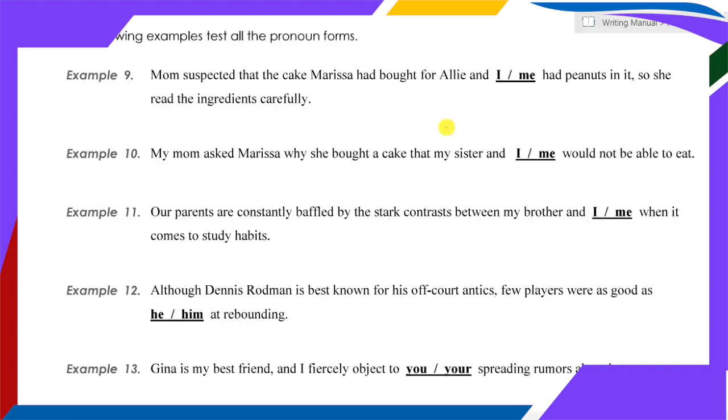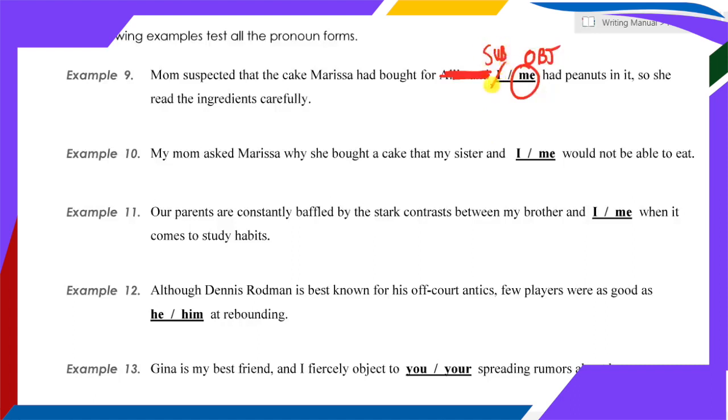Example 9, Mom suspected that the cake Marissa had bought for Allie and I/me had peanuts in it. We are going to cross off the Allie and, the name and distractor. Mom suspected that the cake Marissa had bought for me had peanuts in it. So we need the object form of that pronoun, not the subject form.